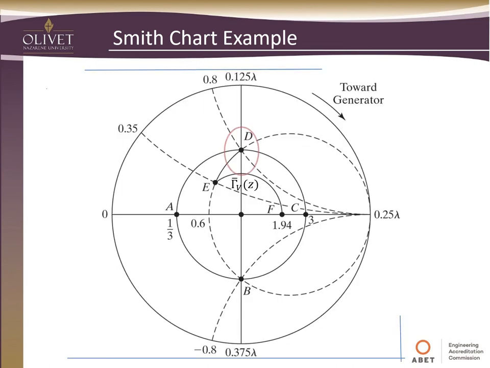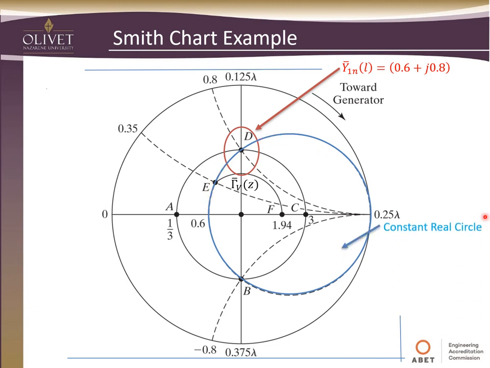So before we were at point D, remember, and that corresponds with, let me get my laser pointer here, this half circle here, so it's 0.8, right? And so this was our original point, 0.6 plus j0.8. And remember, that put us on this real part of this circle. For this circle, this is a constant real value. So because we didn't change the real value of our admittance, we have to stay on this circle, right? So again, constant real circle. And this is our imaginary circle that we're on now, this 0.8.